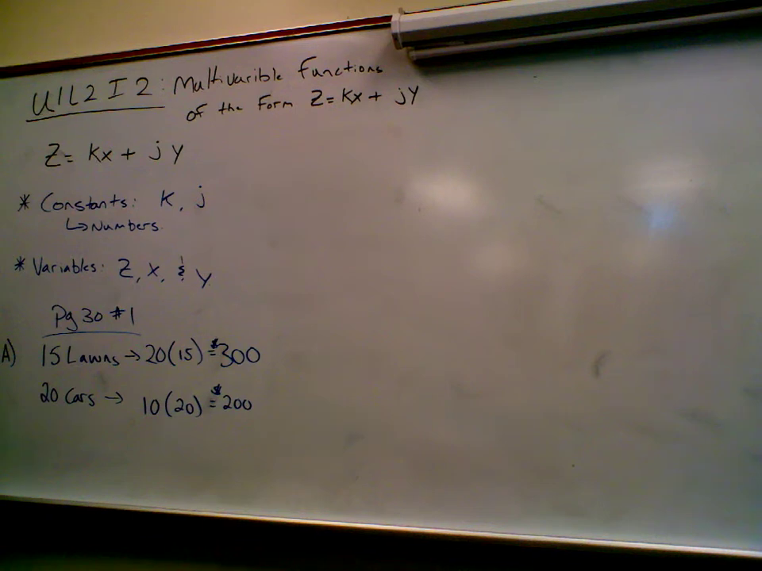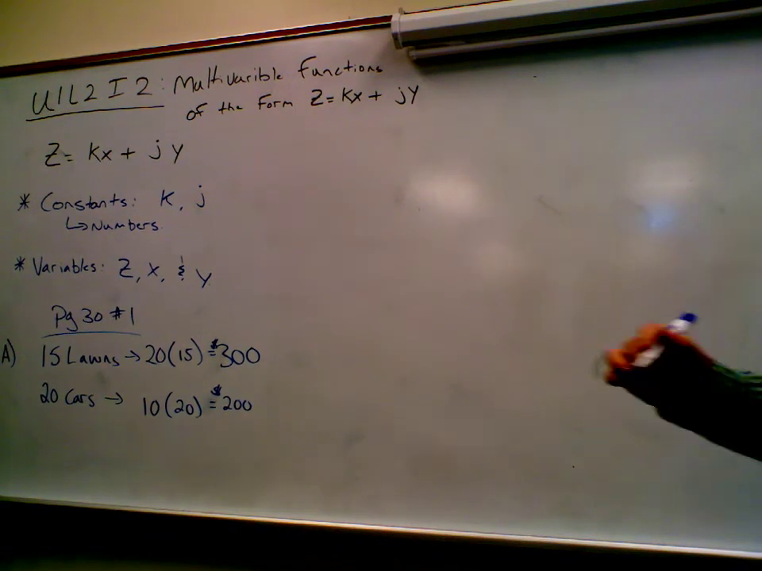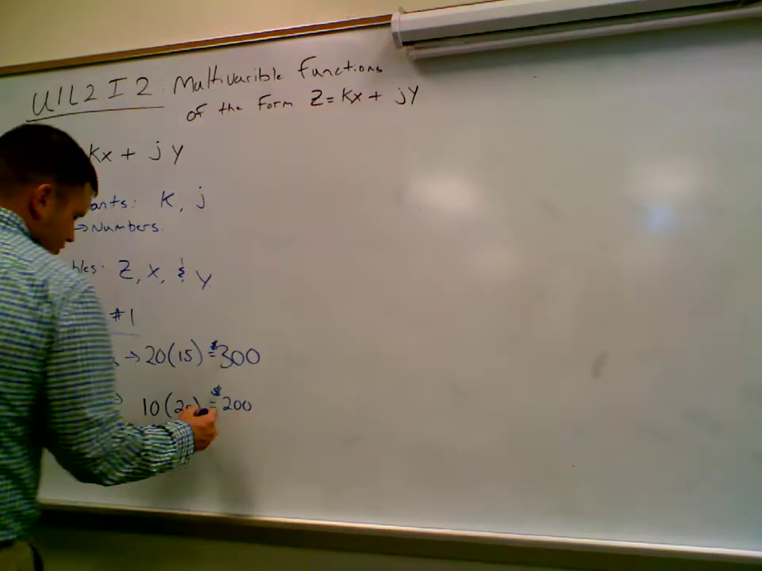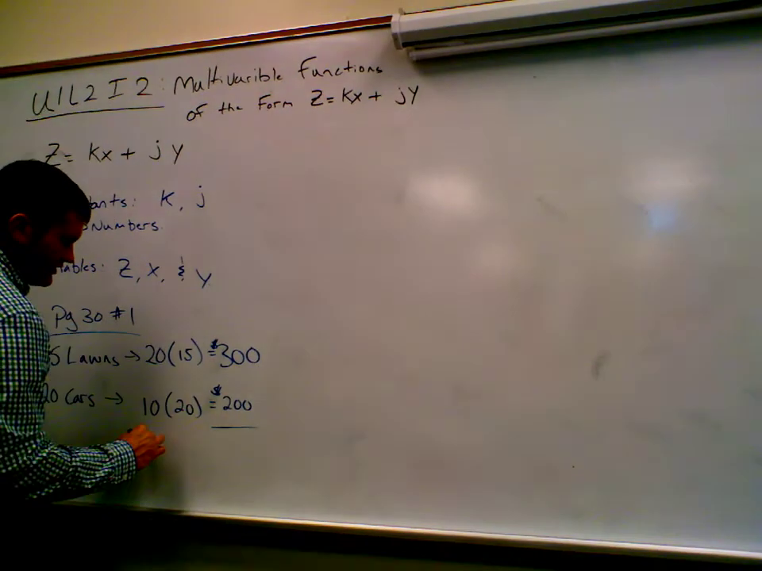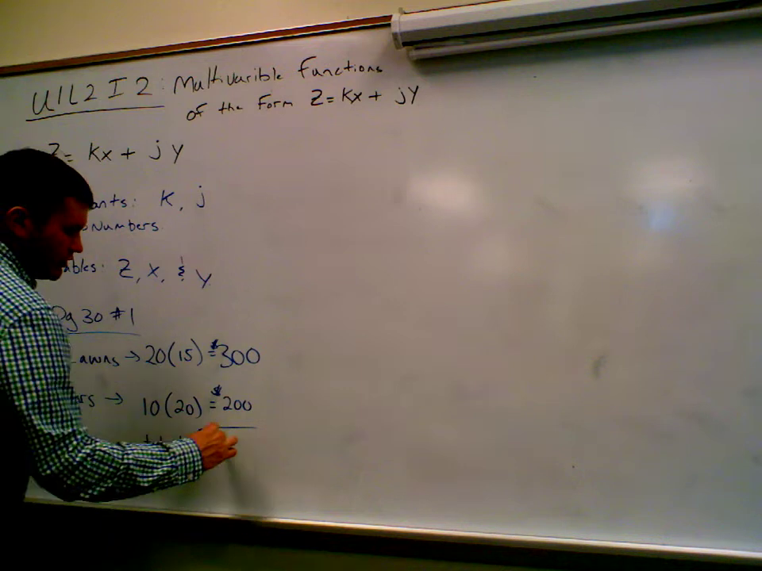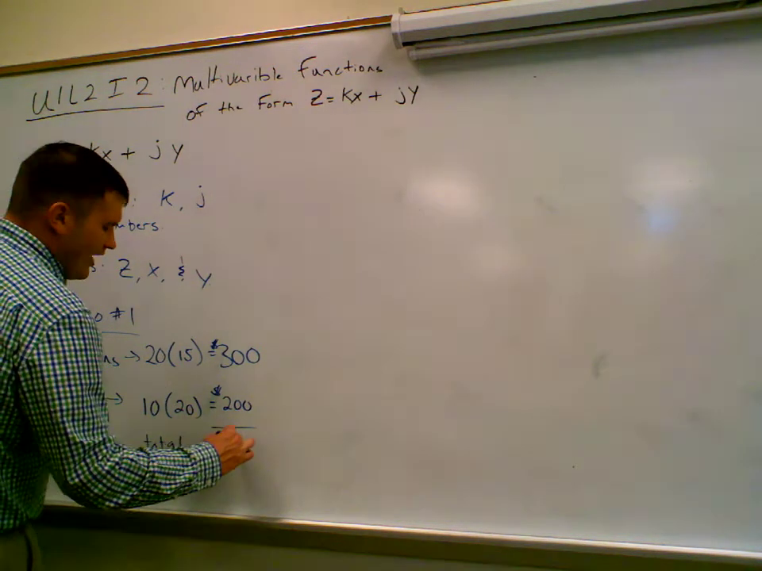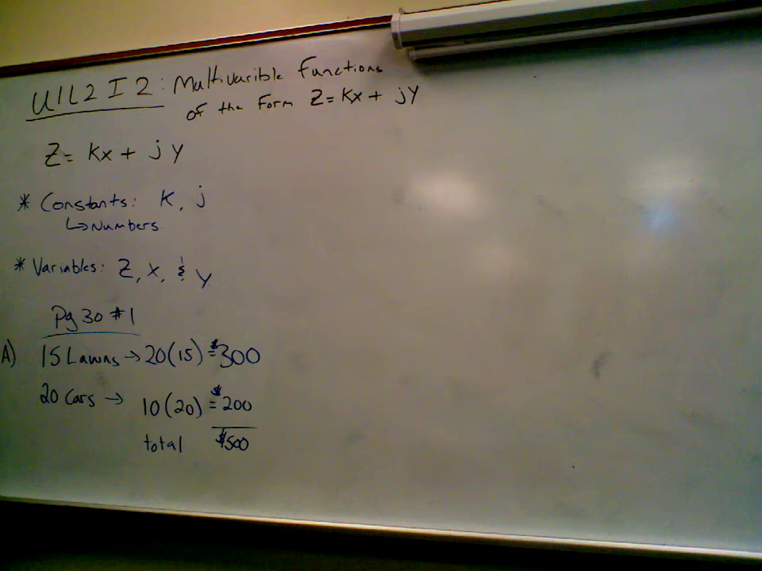What's his total income if he does both? $500. So if this is a month's worth of work, then he's just made $500 in that month. Okay? Does that make sense, guys? How I got that?